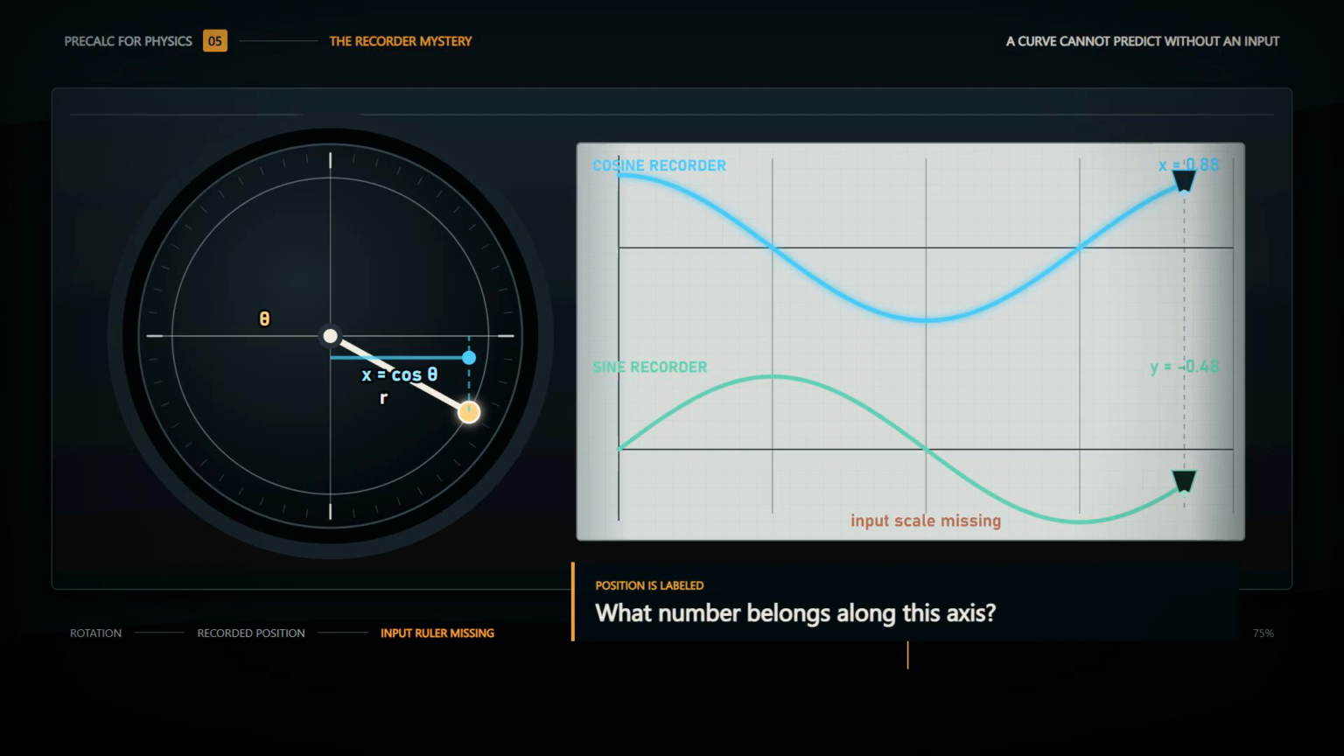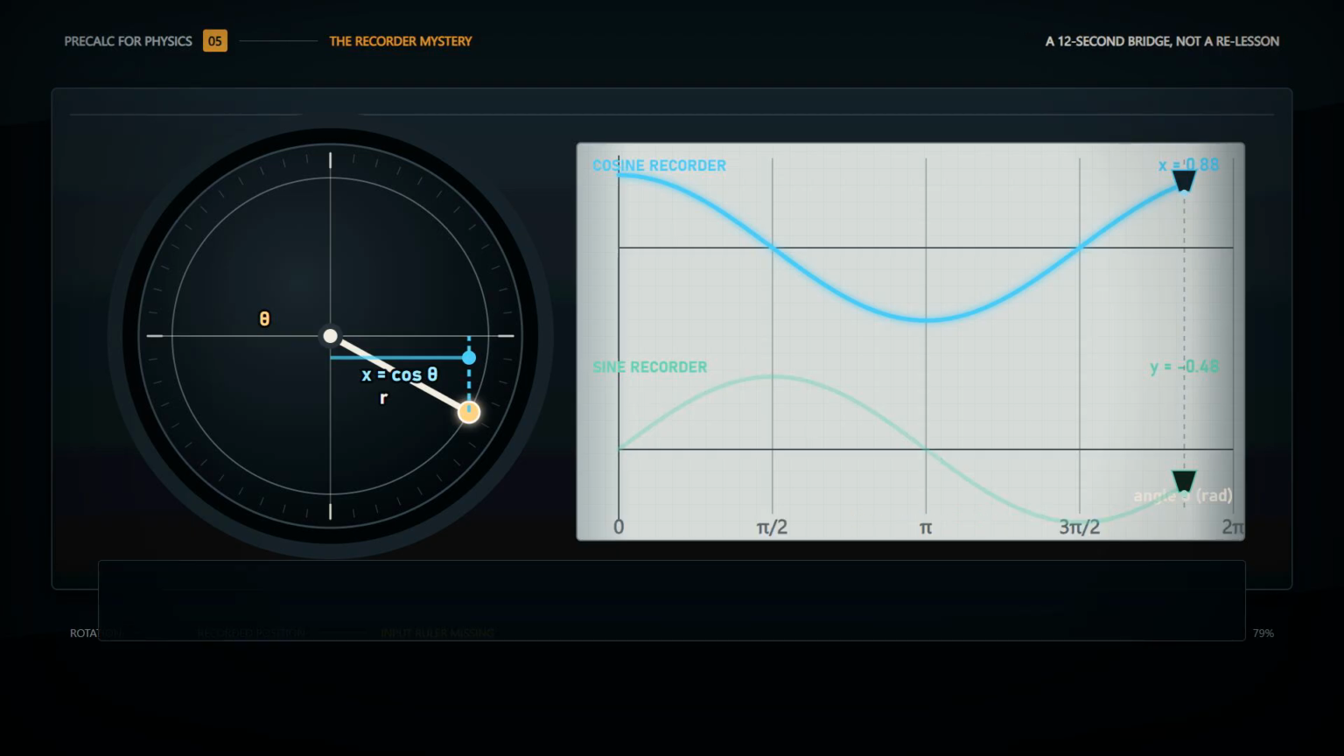to the laboratory clock. Last time, one rotating point gave cosine horizontally and sine vertically. We use that result now. If this is unfamiliar, watch episode 4 first.